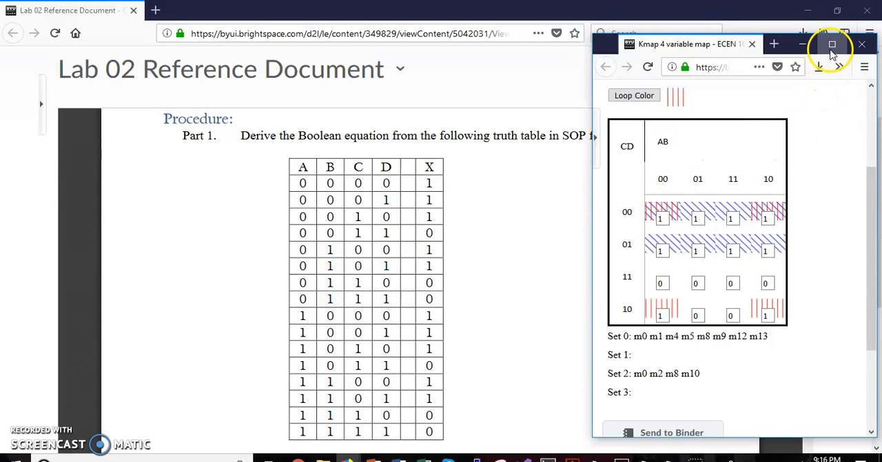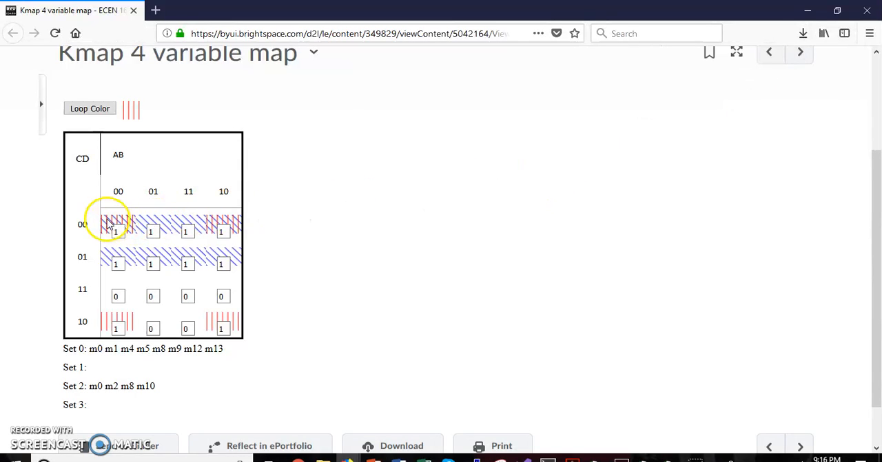So from here, we are able to loop terms together. As the book says, you can loop anything so long as it's a power of 2 and it's connected, or the four corners. So here we have one big block, 8 terms, that is 2 cubed, so that's a power of 2. And then we have the four corners.